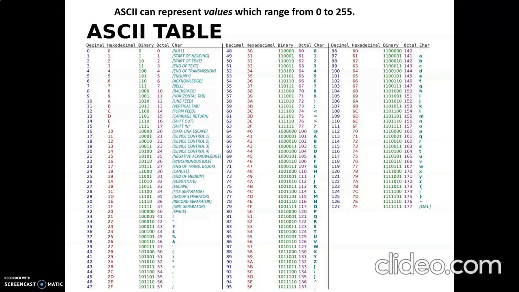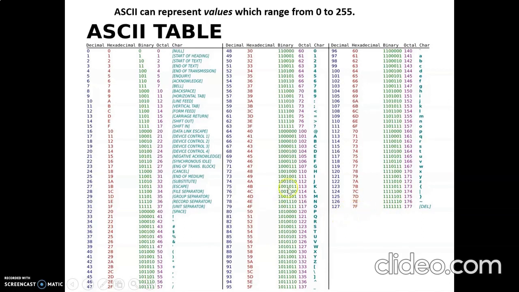So this is what I was talking about just now. This is an example of an ASCII table. If you try to find an ASCII table in Google, most of the time you are going to find ASCII from 0 to 127. Why? Because the first ASCII was designed as a 7-bit code only. If you see here, the last one is 1111111. So that's why it has 127 only.